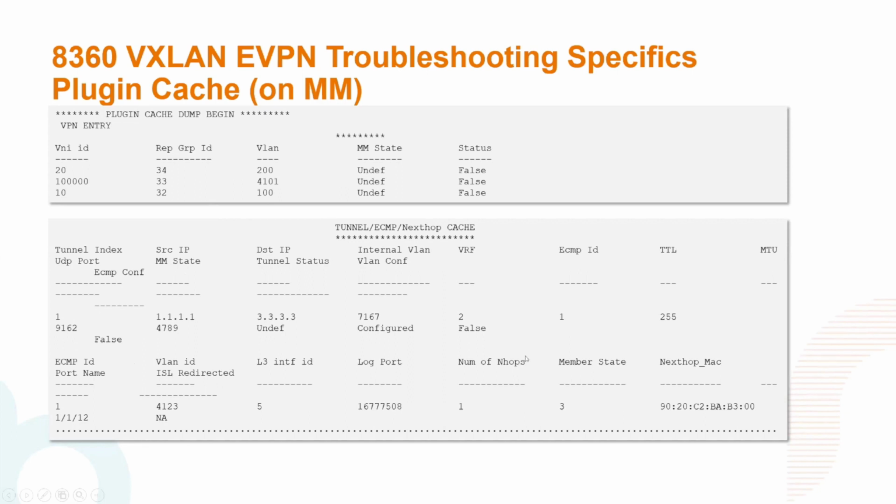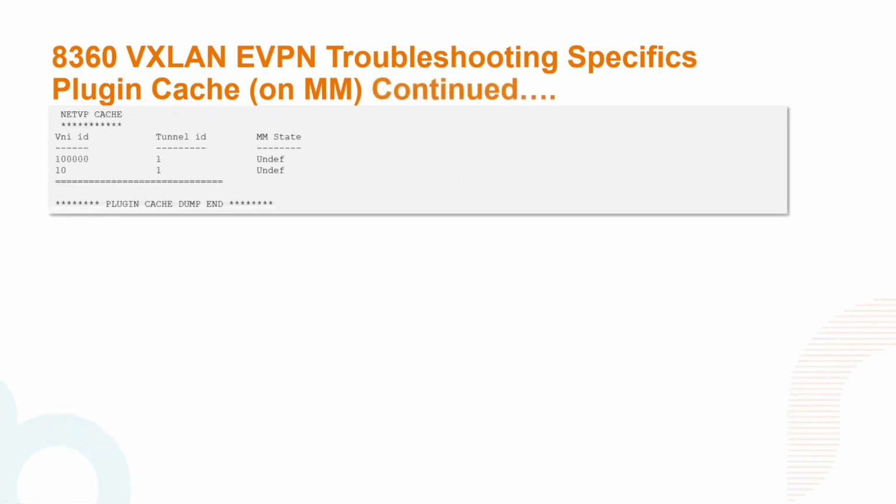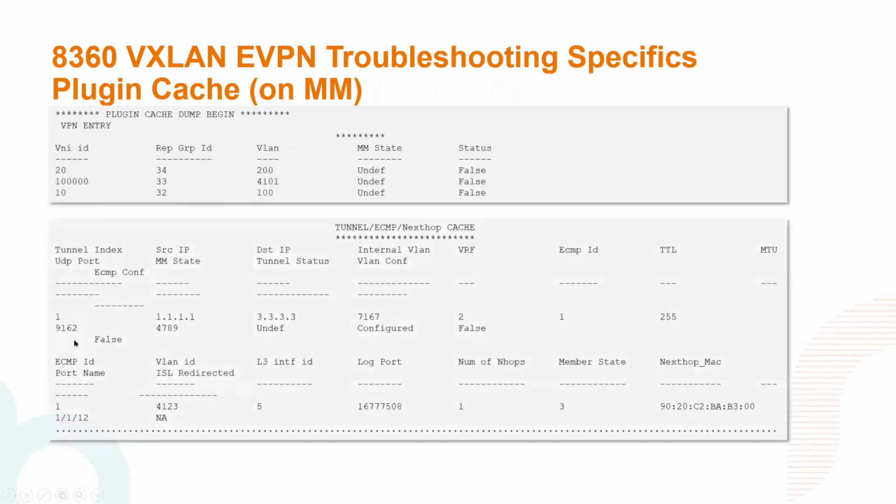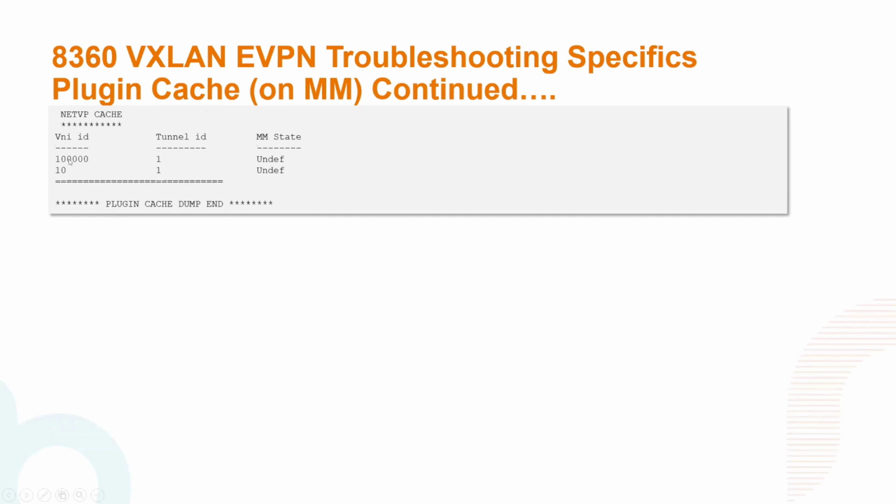The next would be the NetVP cache. The NetVP shows what VNI is associated with which tunnel. As you see here, there is a tunnel index associated with each and every tunnel. Which particular VNIs are associated with which of these tunnels are captured here. You could see both the VNIs are associated with tunnel ID 1 here.